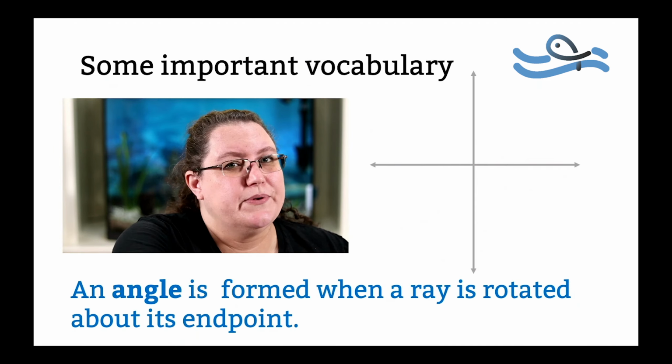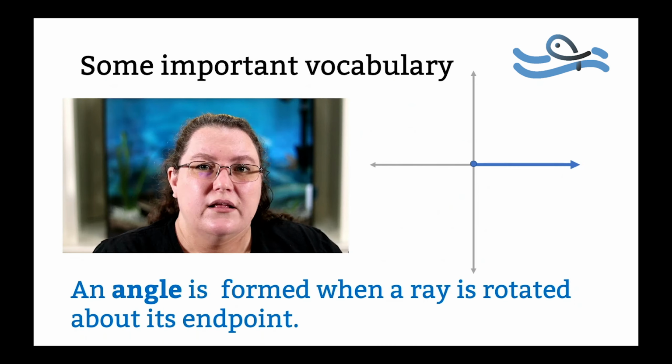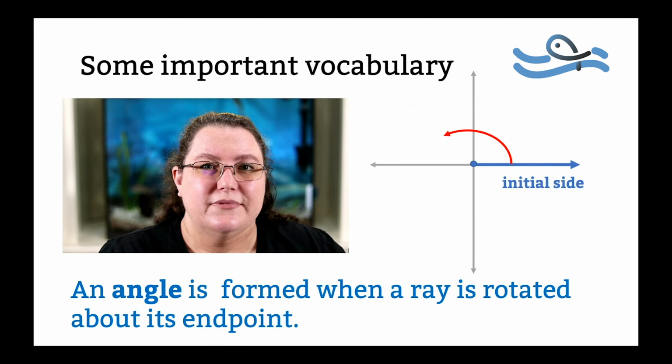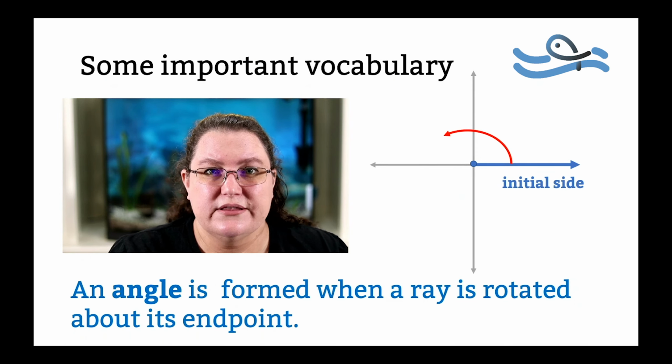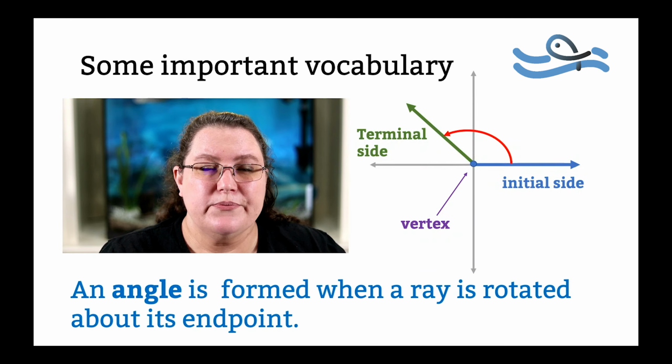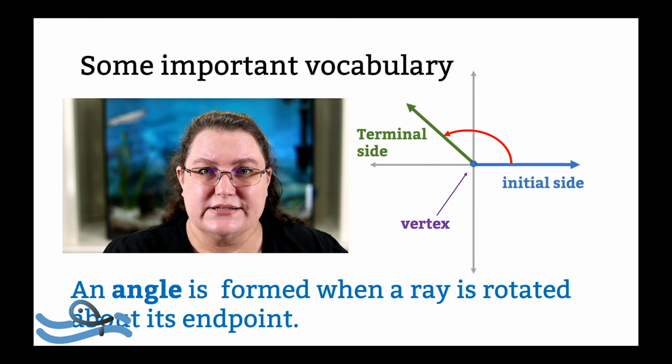An angle is formed when a ray is rotated around its endpoint. The first side before it rotates is known as the initial side. After the rotation, the side where it lands is known as the terminal side. The endpoint it rotates around is known as the vertex.